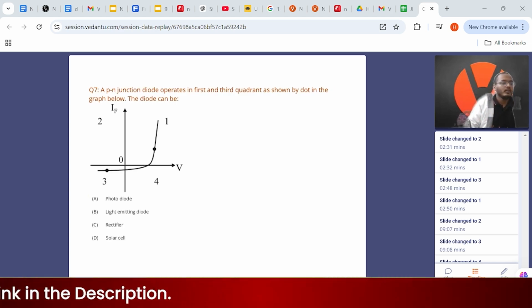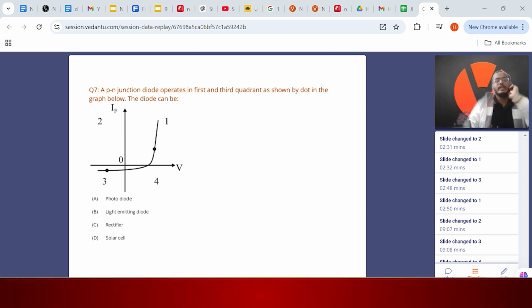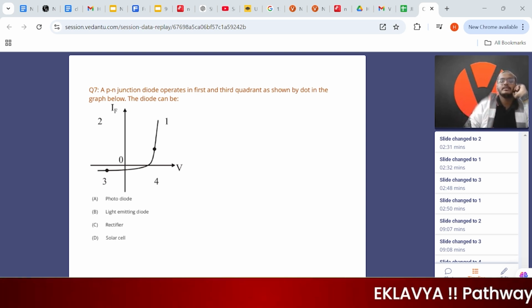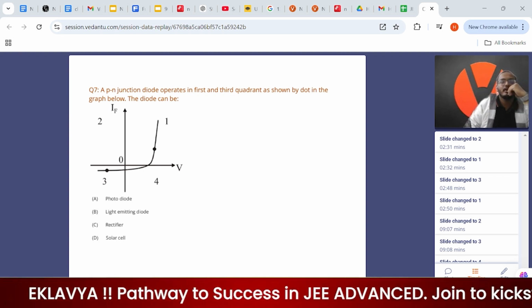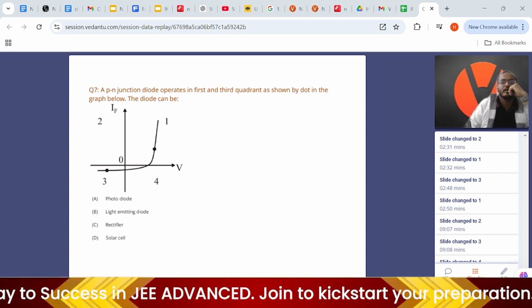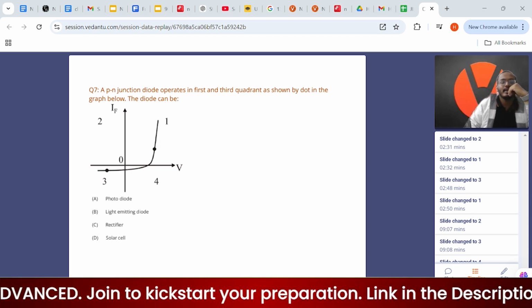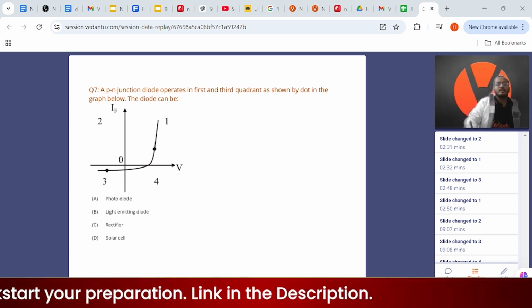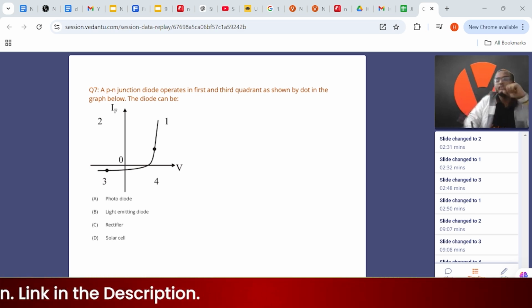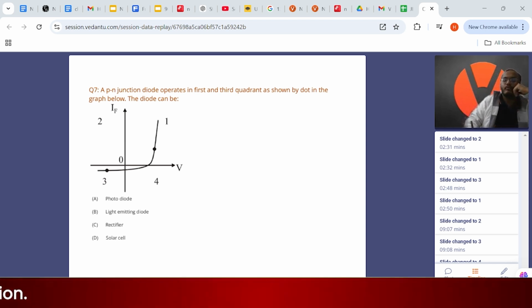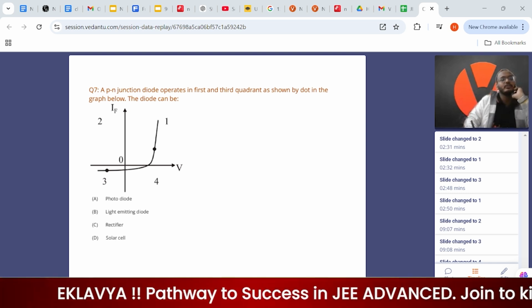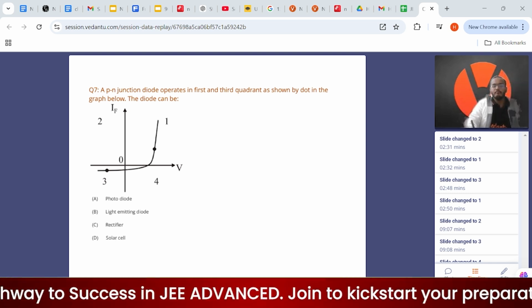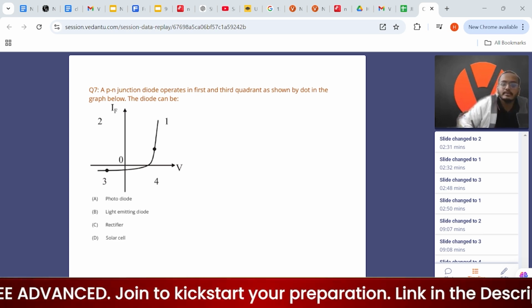Now, this is a semiconductor question. See, a PN junction diode operates in first and third quadrant as shown by the dot in the graph given below. Okay, now in the first quadrant, current is positive and voltage is positive, so obviously it's in forward bias. And it is giving me current in the same direction, and in the third quadrant also the same story.